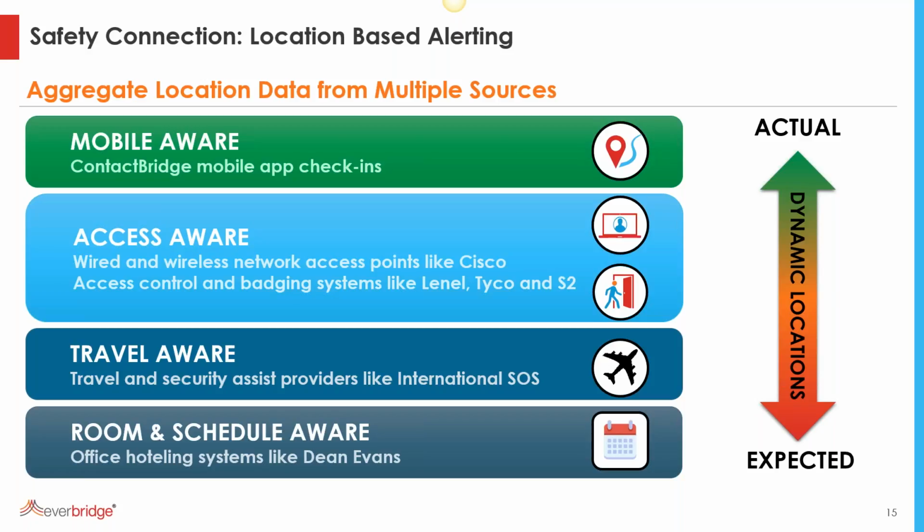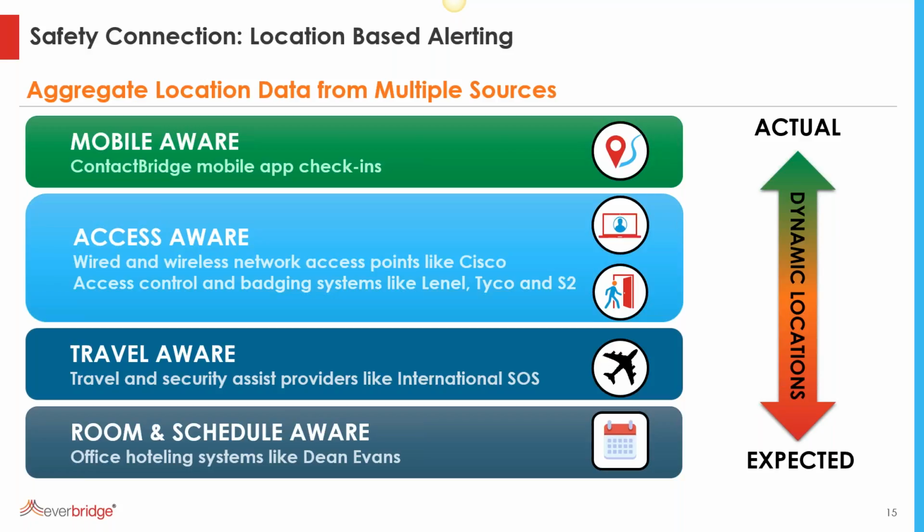Source number one is the mobile app. Everbridge offers a mobile app that sends the geolocation data back to the Everbridge platform. That's one source. However, mobile app may not cover all of your constituents. It may not cover all of your contacts. You have a better chance of locating your people if you use multiple sources of location.